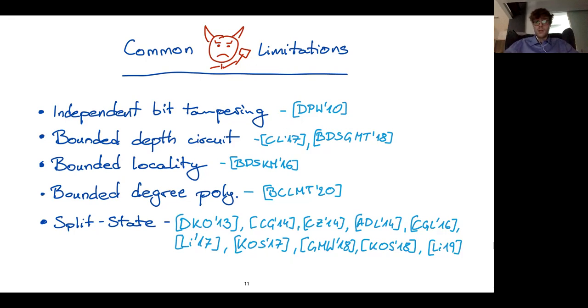The other class is bounded depth circuits. We have the code word and the adversary is applying some bounded depth circuit to tamper with it. Bounded locality, that's when the adversary is applying some function with bounded input or bounded output or both localities bounded. Bounded degree polynomial, that's self-explanatory, and one of the most popular classes is split state, if not the most popular.